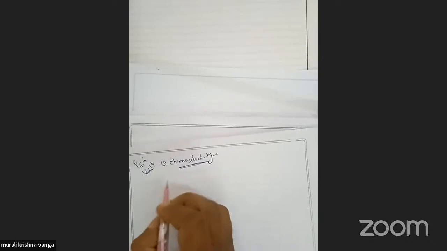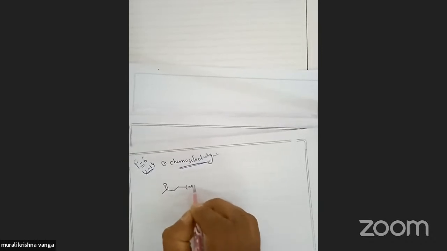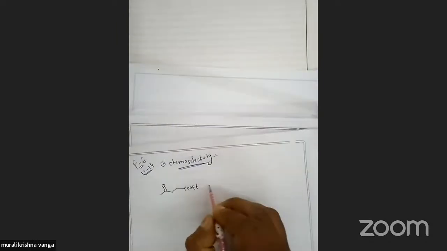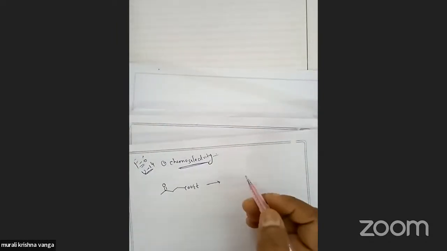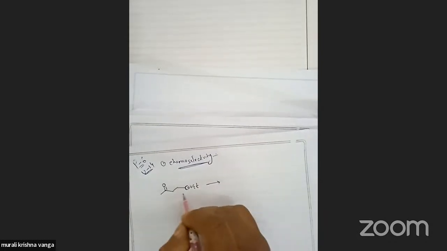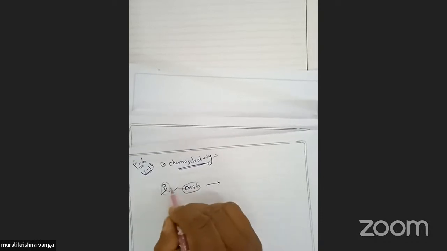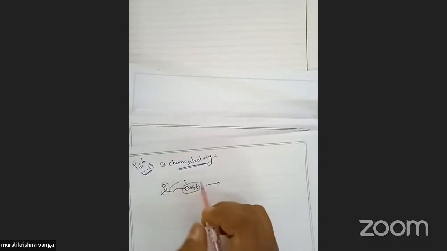I am giving you the best example here. We are discussing a compound with a ketone and an ester. Here two functional groups are there.